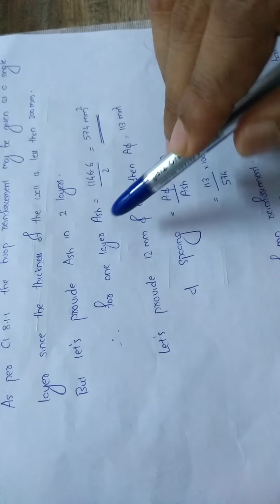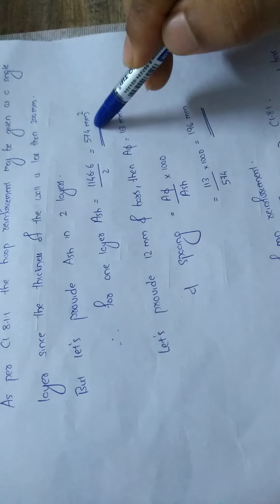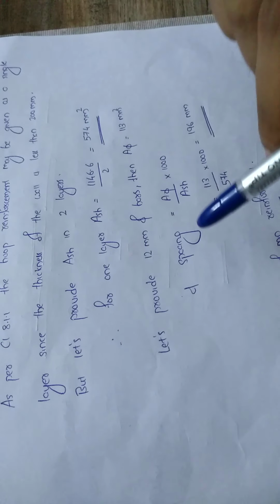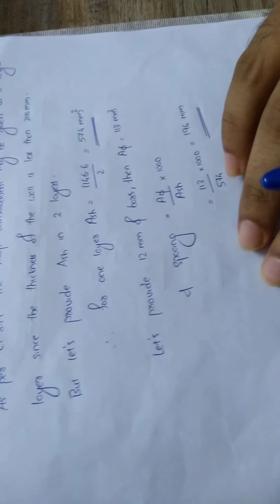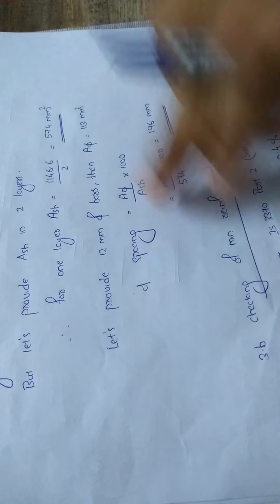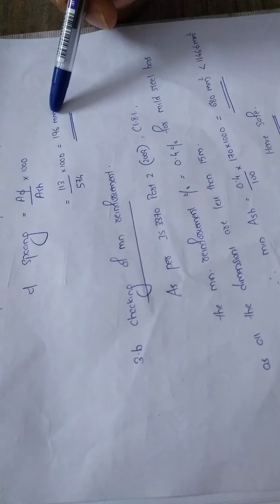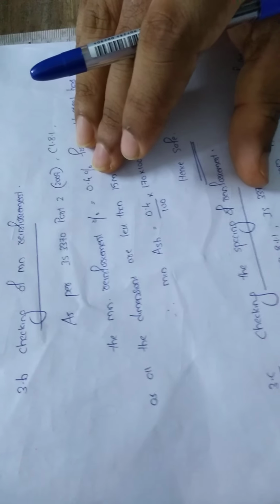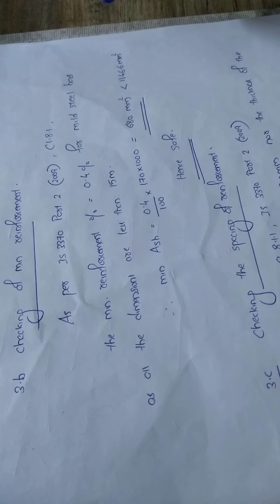Therefore, for one layer the ASH value will be 574 mm squared. Let's provide 12 mm dia bars. Then the area of one bar will be 113, and we know the spacing equation: area of one bar divided by the total area into 1000, and what we are getting is 196 mm. So after these 2 steps, we have to go for 2 more checks. One check is for minimum reinforcement and the other check is for spacing of reinforcement.